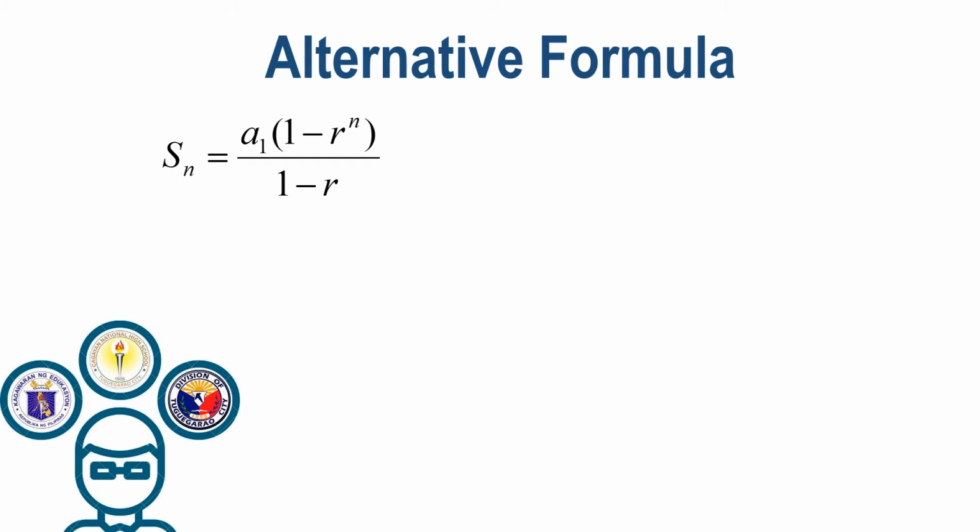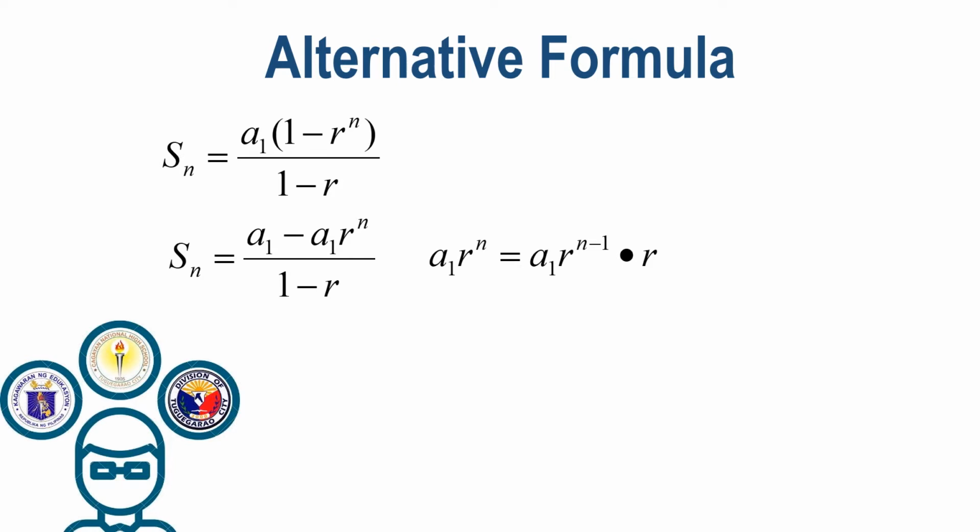Distributing a sub 1 in the numerator will give us S sub n is equal to a sub 1 minus a sub 1 r raised to n all over 1 minus r. Now notice that a sub 1 r raised to n is the same as a sub 1 r raised to n minus 1 times r. So that when you multiply r raised to n minus 1 and r, that still gives you r raised to n.